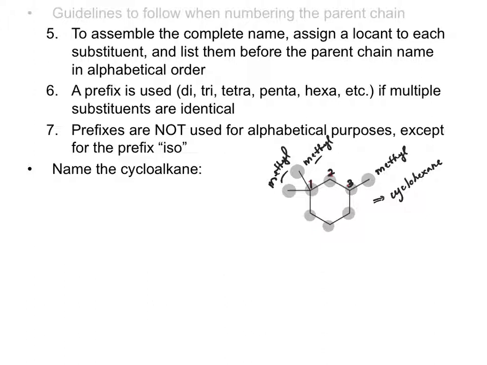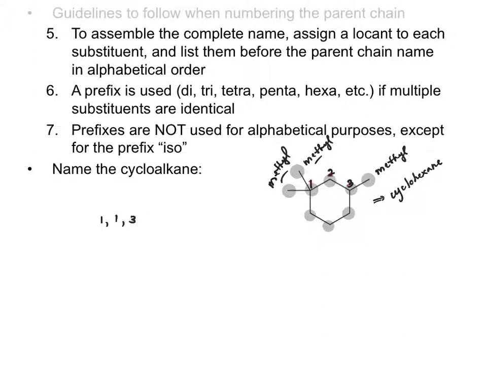Now, how do I assemble everything? The first thing we have to tell is where our substituents are, and we do that via our locants. Right now, how many methyls do I have? I have 3, and they're at the 1, the 1, and the 3 position. So I'm going to specify that: 1,1,3, because it's all going to the same methyl substituent.